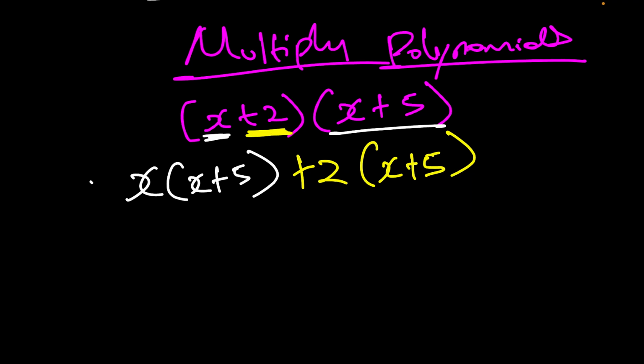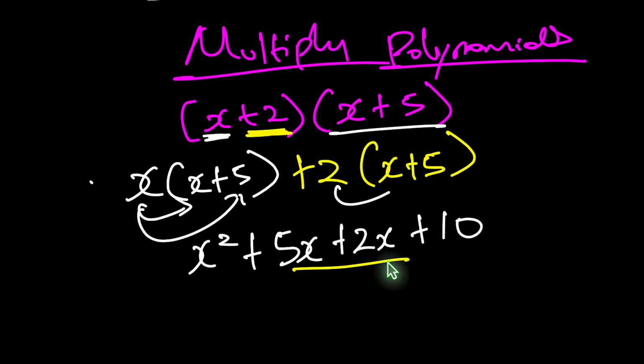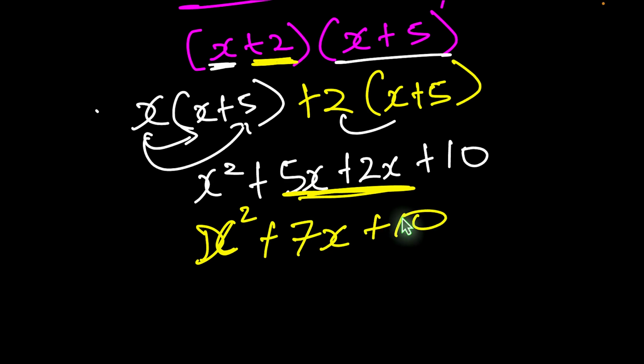This is how we do that. x times x and then x times 5. So x times x, that's x squared. x times 5, that's plus 5x. 2 times x, that's just 2x. And 2 times 5, that's just 10. By now, you would have noticed we can simplify right there in the middle. So what we end up with is x squared, 5 plus 2, plus 7x, plus 10. And that's done. That's it.